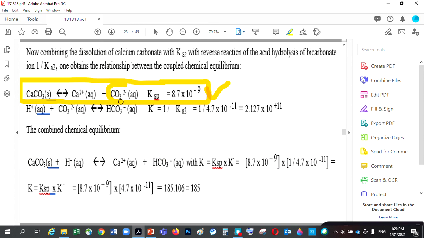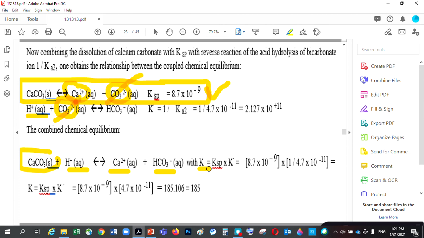So here carbonate ion is produced. Now when we flip the other equation, it is consumed. Here it is produced. So they cancel when coupled. When we add those two reactions, the carbonate ion is eliminated. So what we end up with is calcium carbonate solid plus the proton ion, give us calcium ion and hydrogen carbonate or bicarbonate ion.